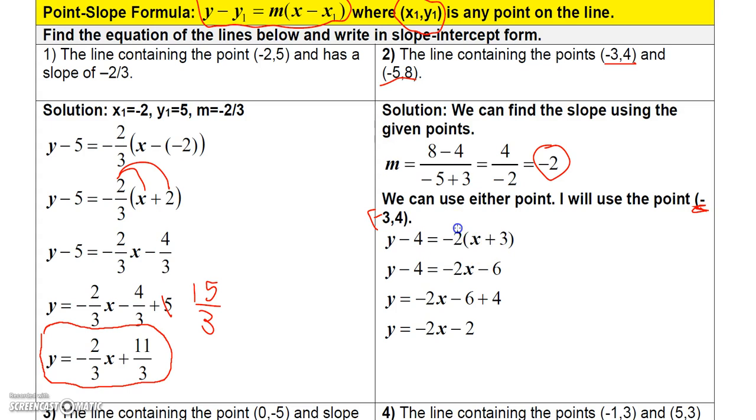And then you can distribute the negative 2 through. So take negative 2 times x, and you get negative 2x. And negative 2 times 3 gives me negative 6. And then if I add 4 to both sides, that'll give me the y by itself. And so I'll get negative 2x minus 6 plus 4. And then I can combine minus 6 plus 4, and I'll get minus 2. So the equation of the line would be y equals minus 2x minus 2.